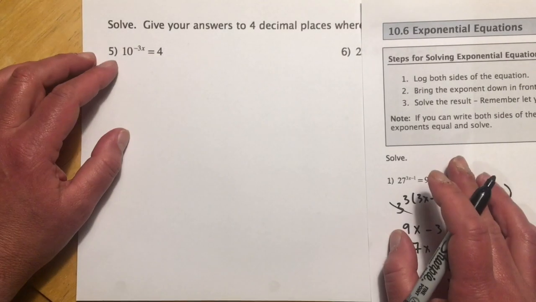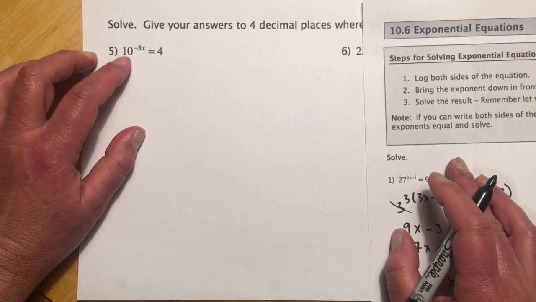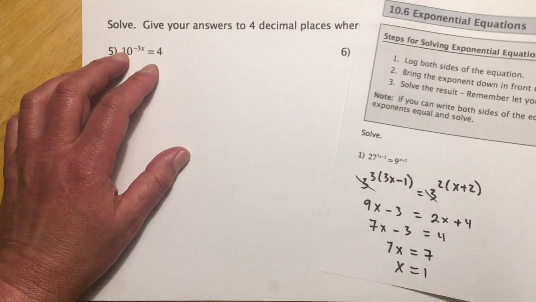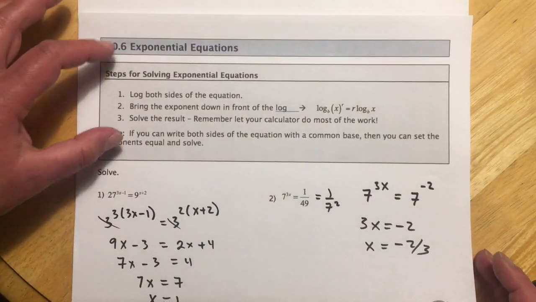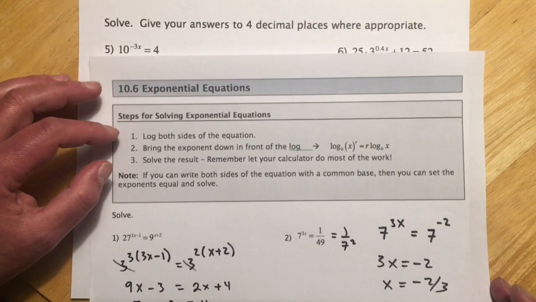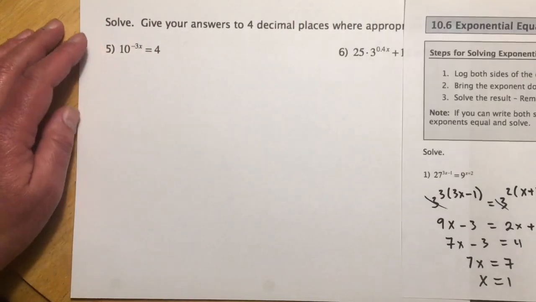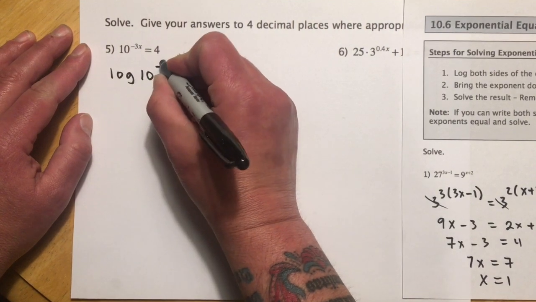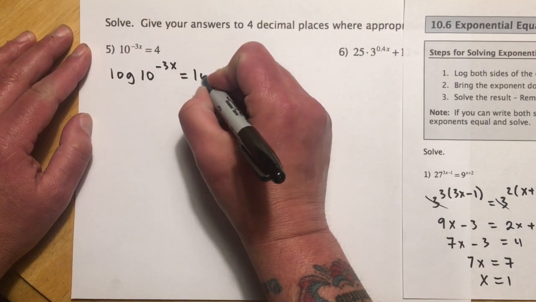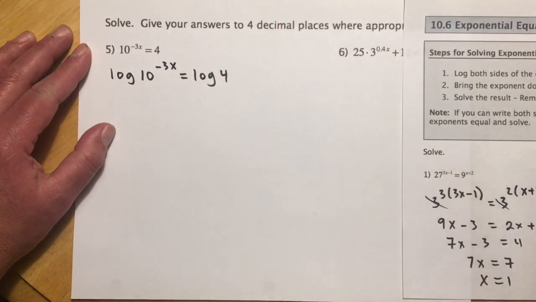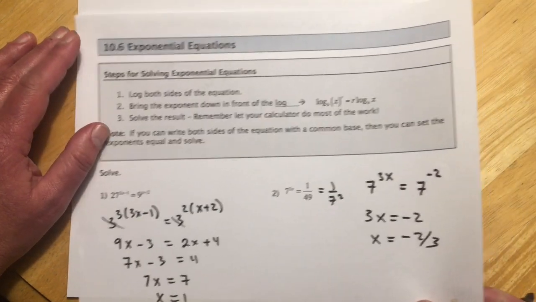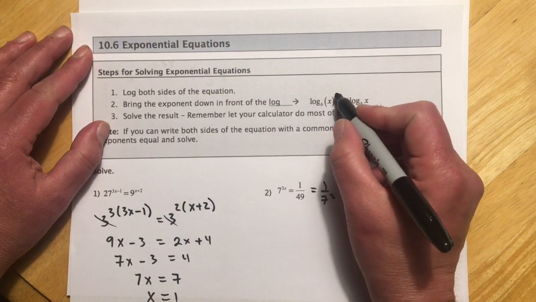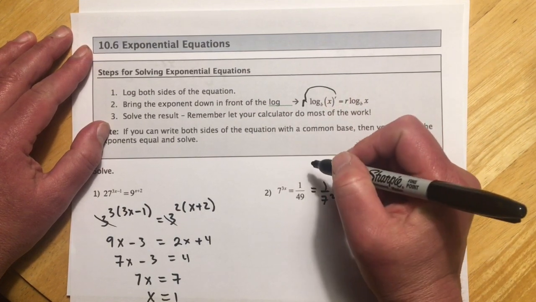Okay, so for number 5, there's nothing clever I can do between 10 and 4. I can't write these with a common base. And so that's where we're going to need to do the steps. So first step is to log both sides of the equation. So that's going to just look like log base 10 of 10 to the negative 3x equals log 4. And then second step is to bring the exponent down in front of the log. So it's using that property 3 where I can bring the r down front.